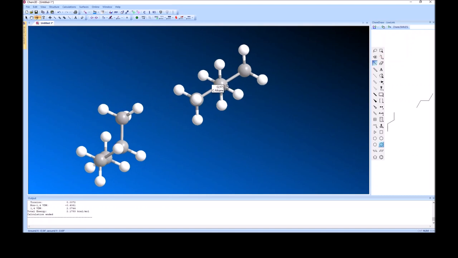On this C2, C3 Newman projection right here, notice how the dihedral angles, that's the angle between the atom in the front and the atom in the back, is about 60 degrees. And over here, it's also about 60 degrees, 60 degrees, 60 degrees, 60 degrees.